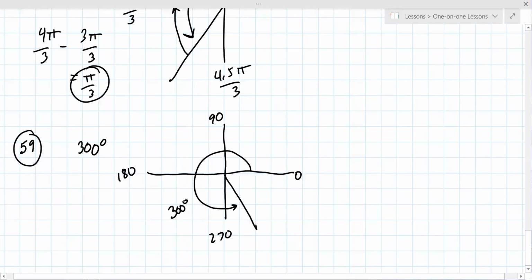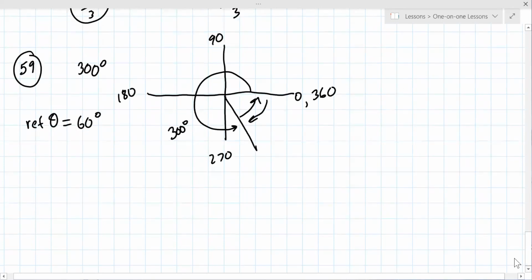So you have to figure out the reference angle here. The reference angle is this angle right here that's made with the x-axis. So how can you get to 300 degrees going the other way, or what do you need to add to get back to 360? The answer is 60. So the reference angle is 60 degrees. So why is that important?